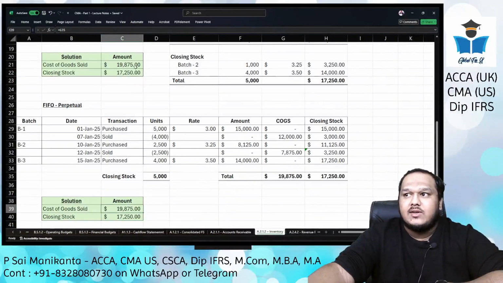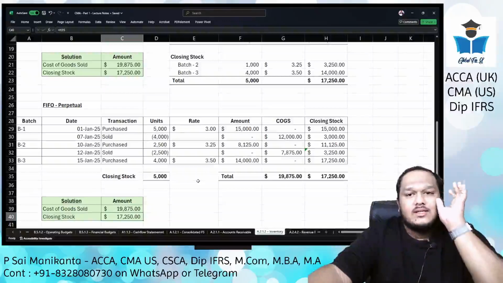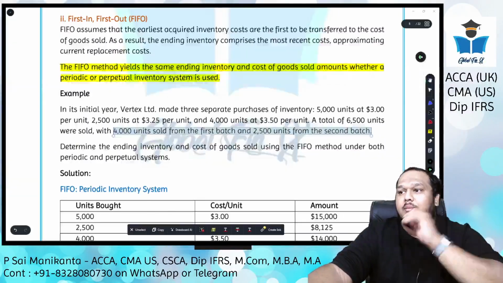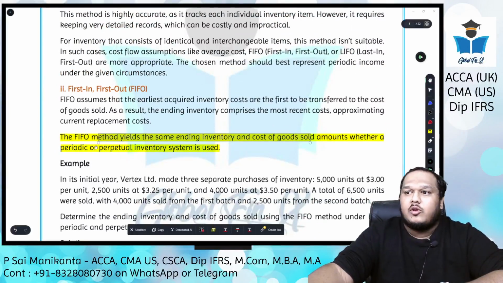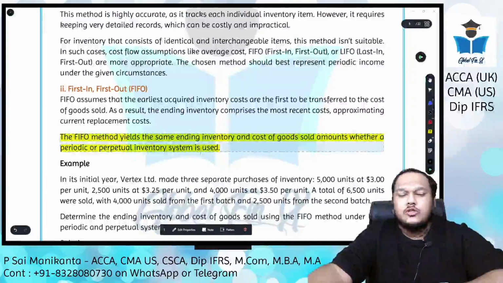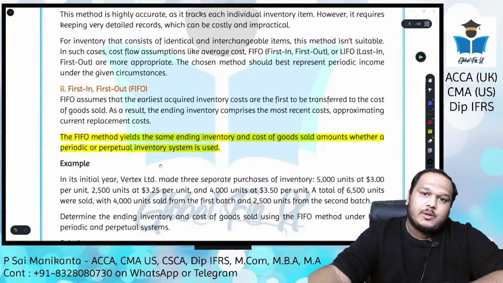See, 19,875, 19,875, 17,250, 17,250. So FIFO periodic and FIFO perpetual will not have any differences. They are both the same. That's what is written in your material. See here, the FIFO method yields the same ending inventory and the same cost of goods sold amounts whether a periodic model or a perpetual inventory system is used. It doesn't really matter if it's periodic or perpetual, you will get the same values.